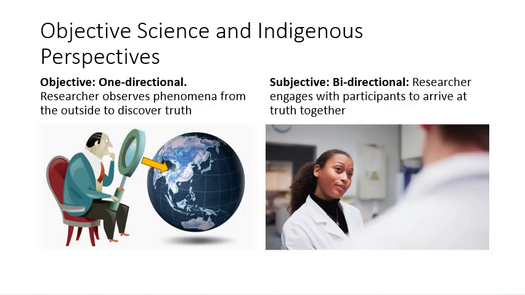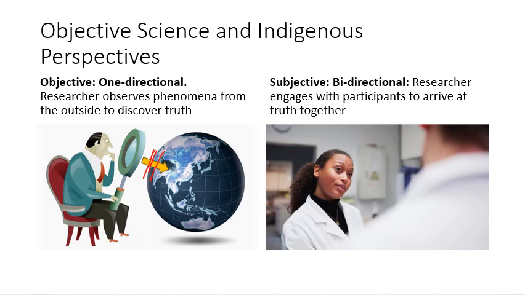This lecture will probably highlight for you more than any other lecture the difference between objective science and indigenous perspectives, or even most qualitative researchers. So in this experimental paradigm, the research is objective. The researcher is distancing themselves from the subject of their research. It's one directional. The researcher observes with no direct feedback to him or her from the earth. And by taking that objective stance, the researcher hopes to discover truth.